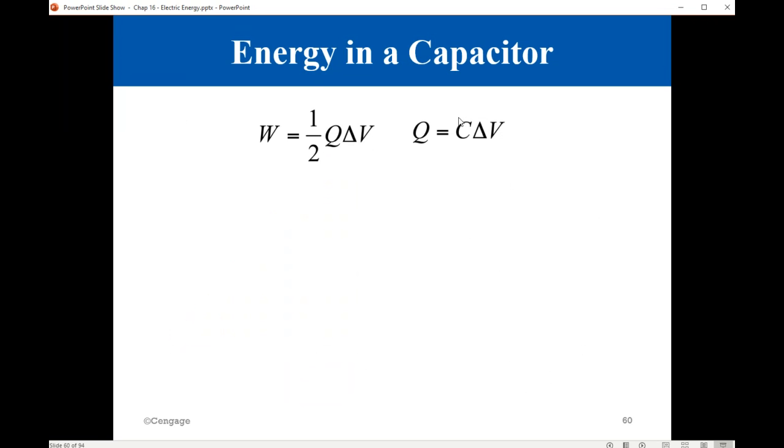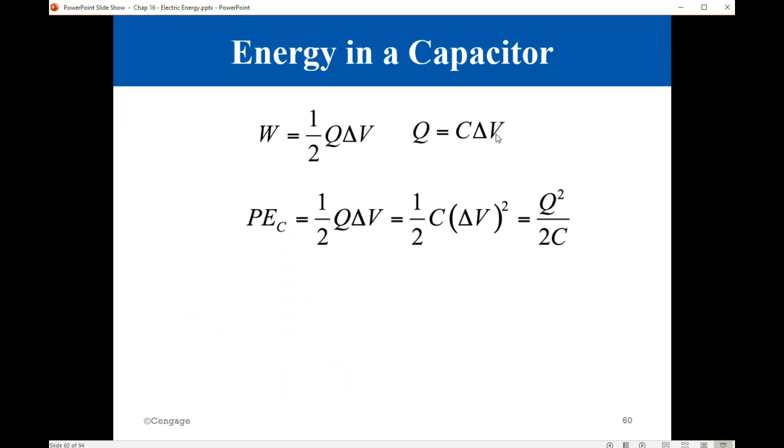Then we can use this equation for Q, Q equals C delta V, and this way we can solve for the work in terms of the voltage. So it is half C delta V squared, or half Q delta V, or Q squared over 2C, if you substitute for delta V from this equation here. These three equations are identical. Depending on the information given in the problem, you will use the right one in order to calculate the total energy stored in the capacitor.